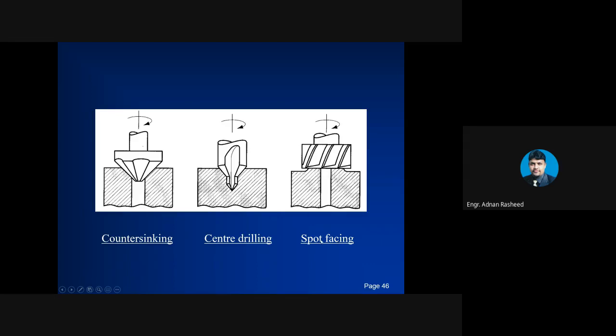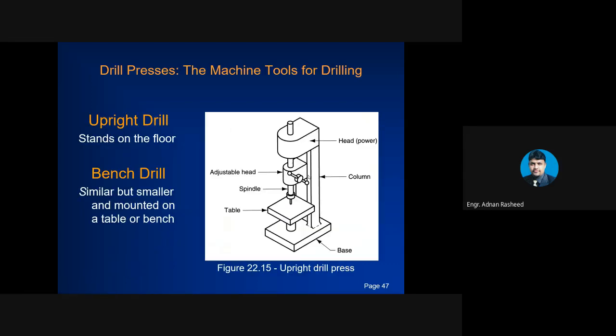Now spot facing. Spot facing is used to flatten this surface of the part. So these are all the processes that are performed using drilling machines. We have different types of machine tools that are used for drilling. We have the upright drilling machine, we have the bench drilling machine. The upright drilling machine is the simplest one, which stands on the floor.